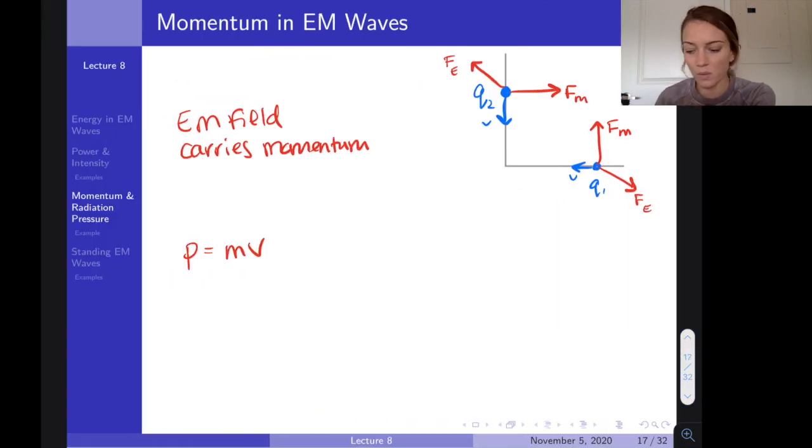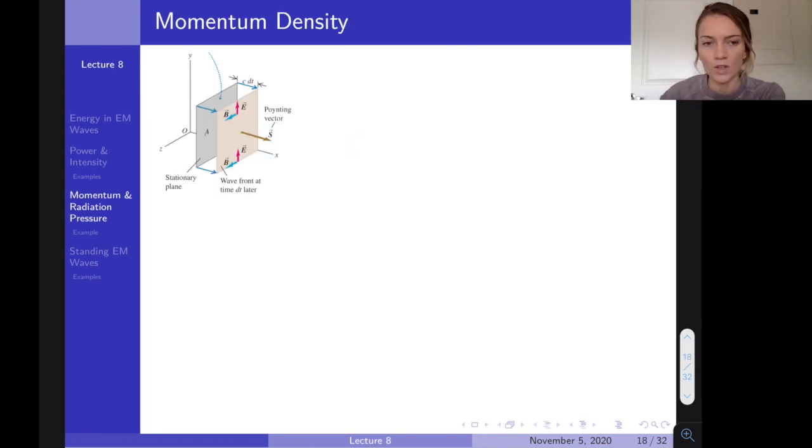Now let's figure out the momentum density of this, because obviously we're going to want to talk about this quantitatively. We want a formula for how much momentum an EM wave carries. Your book gives you the momentum density for an electromagnetic field. They just give this to you, they don't derive it, so you can take it as a given. The momentum density dp/dV is given by the Poynting vector over c squared.